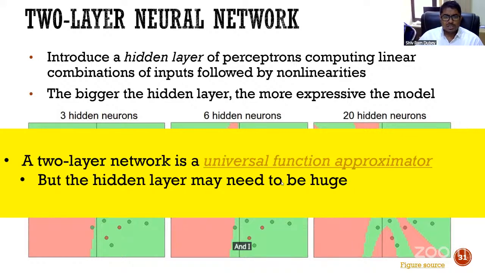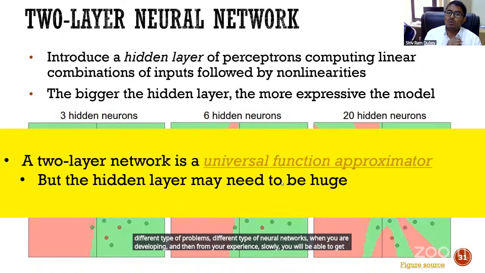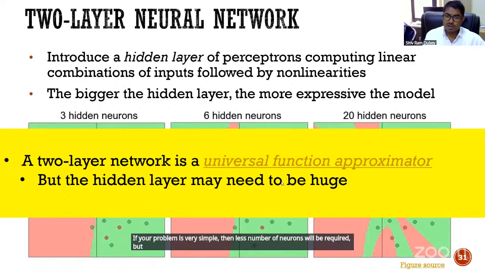Another question is how to decide the number of neurons in the hidden layer. So there is no hard and fast rule here for how to decide. That actually comes through practice. When you solve problems, when you have different types of problems and different types of neural networks that you are developing, then from your experience, slowly you will get an idea of what the number of neurons in the hidden layers should be. That depends upon the complexity of your problem. If your problem is very simple, then fewer neurons will be required. But if your problem is very difficult and complex, then more neurons would be required. Slowly you will understand that.